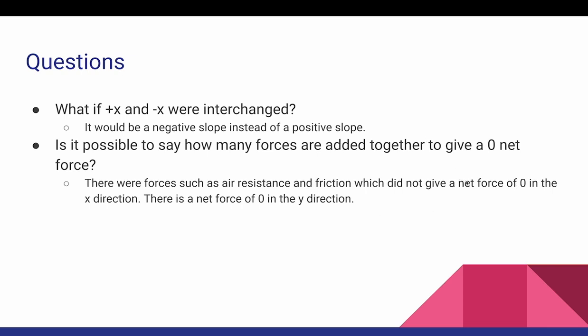Some questions are, what if plus x and minus x were interchanged? It would just give a negative slope instead of a positive slope. And then, is it possible to say how many forces are added together to give a 0 net force? And there are forces such as air resistance and friction, which did not give a net force of 0 in the x direction. And there is a net force of 0 in the y direction. And that's it.